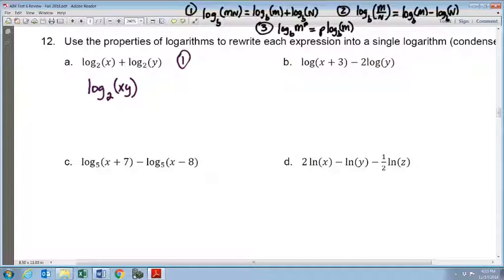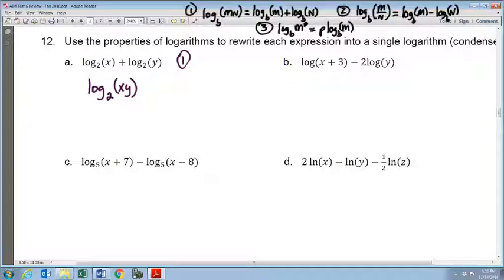So notice the directions are a little different here, and it says rewrite each expression into a single logarithm. Especially when we start solving equations, this is something we do quite commonly, and we call this condensing. We would say condense the logarithmic expression. Okay, so let's look at 2.